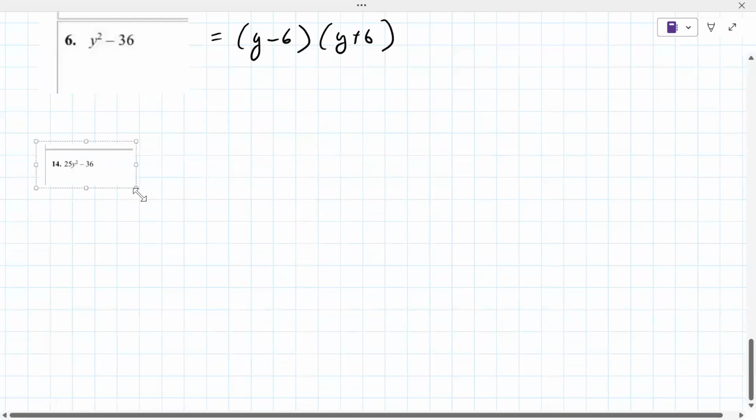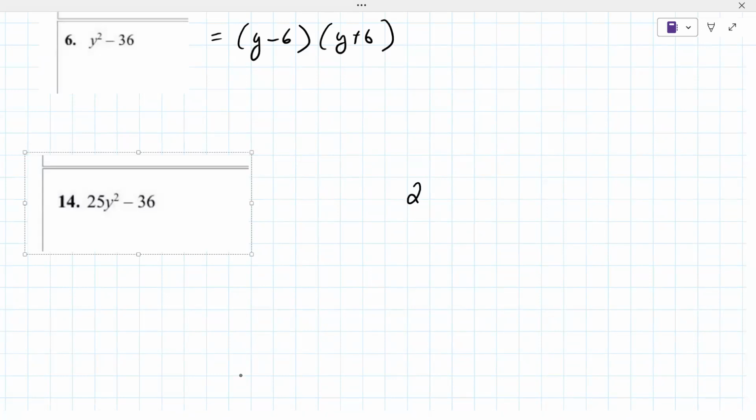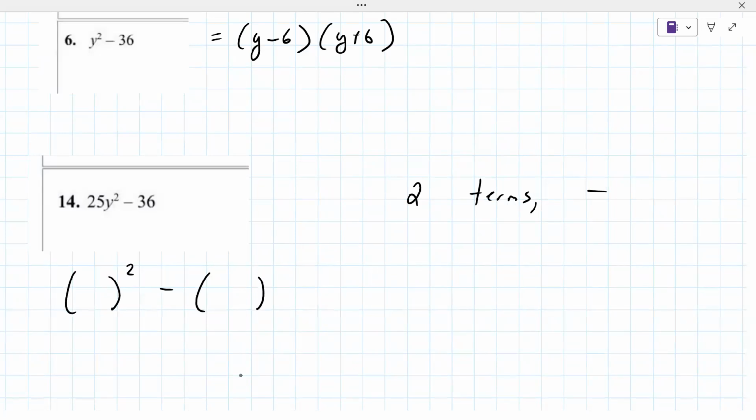One of the things that you're going to do later on is identify which one it is so you know how to factor it. The thing you're looking for here is that there's two terms and they're separated by a subtraction. The game is still the same. What squared gets you back to 25y squared? What squared gets you back to 36?